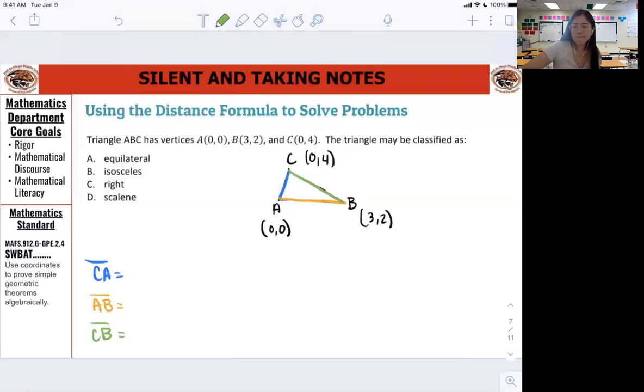We're finding the slope, right? No, the distance, the distance. Oh, I'm dumb. Sorry.